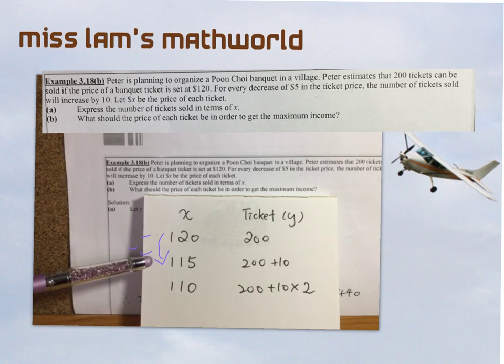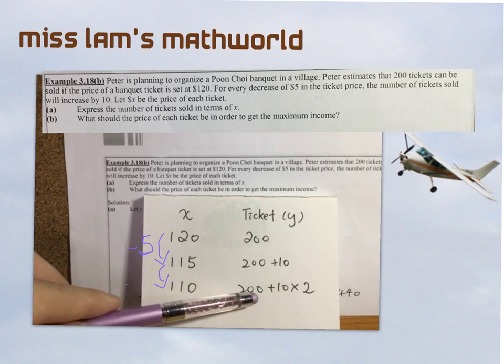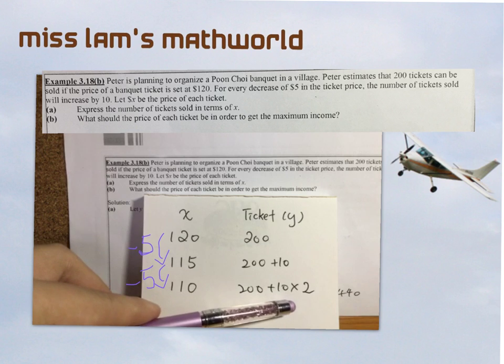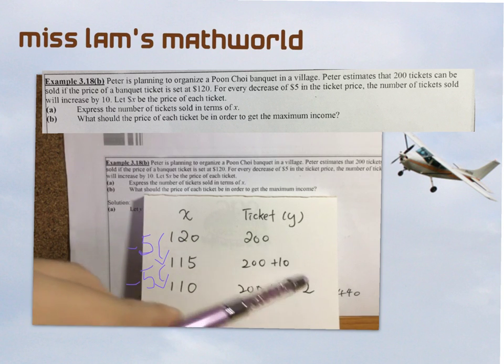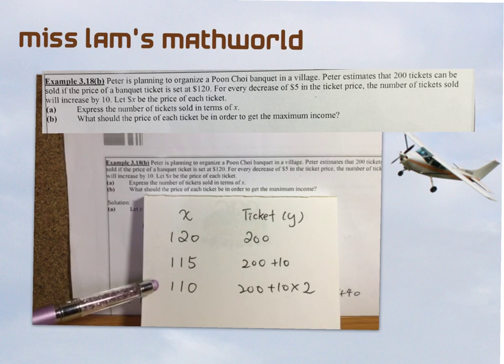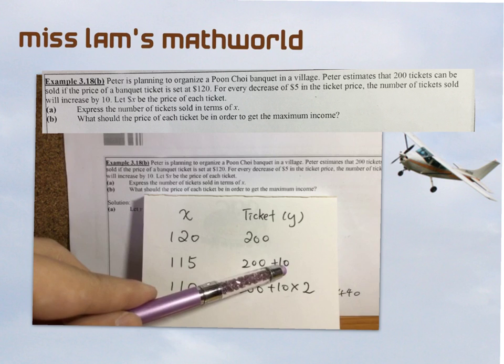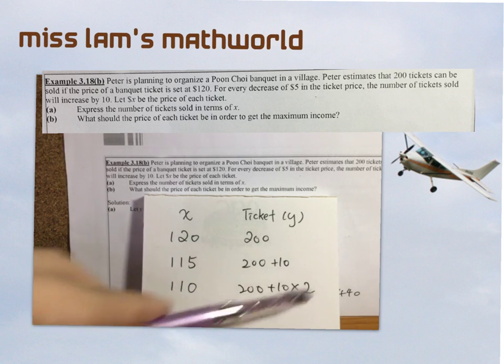And if we decrease the price by another $5, you will have 200 plus 10 times 2. That means 220. So why do we get the 2 instead of getting 220? Because we want to make this 2 the difference between 120 and 110. And this 10 times 1 relates to the difference here. If the difference is 5, we get 10. If the difference is 10, we get 20.